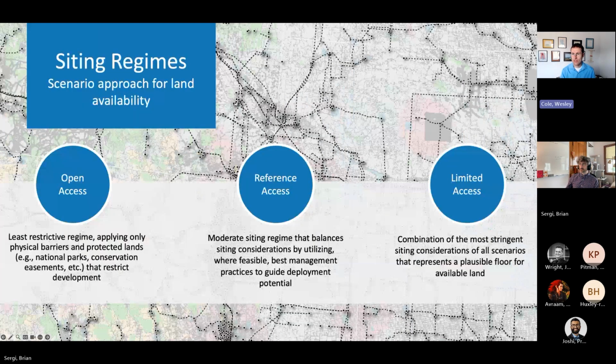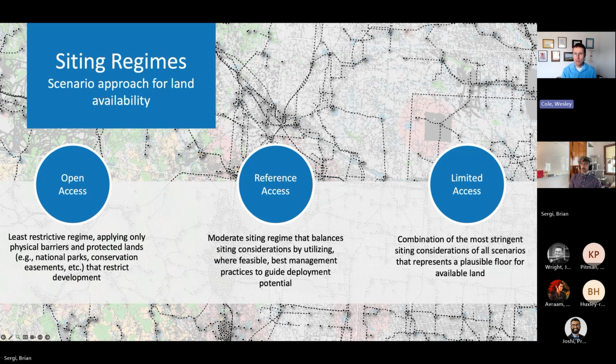So Brian touched on this earlier. So siting, there's a lot of uncertainty with siting. We're doing the supply curves in a deterministic way, but because of that uncertainty, we want to help capture that, and we do that through these different siting regimes. So we have 3 siting regimes: open, reference, and limited access, that capture different kind of views or narratives of siting challenges.